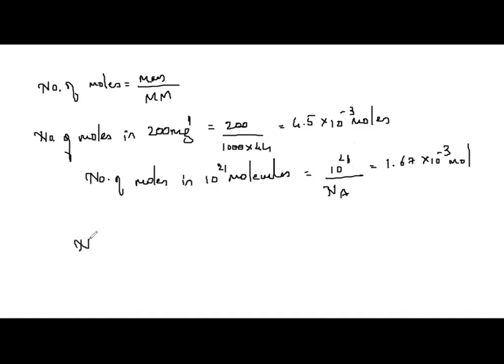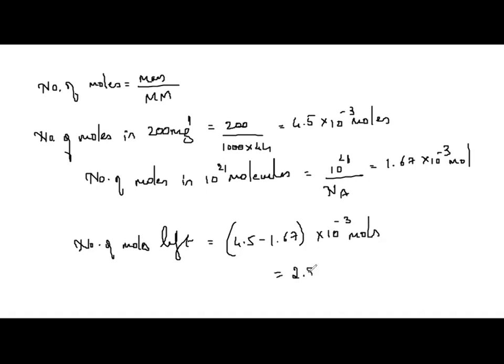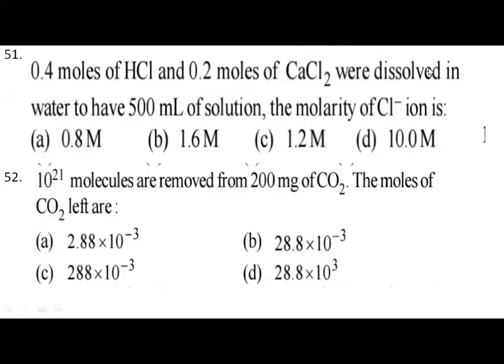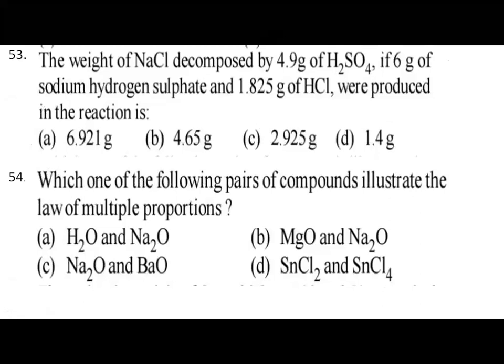So how many moles are left? They have asked for the number of moles left, right? It will be this minus this. So 4.5 minus 1.67 into 10 raised to minus 3 moles. So what is the answer? Minus this, you will get 2.88 into 10 raised to minus 3. What is the correct option? The correct option is 2.88 into 10 raised to minus 3. Yes, that is the correct option. Moving to the next question.